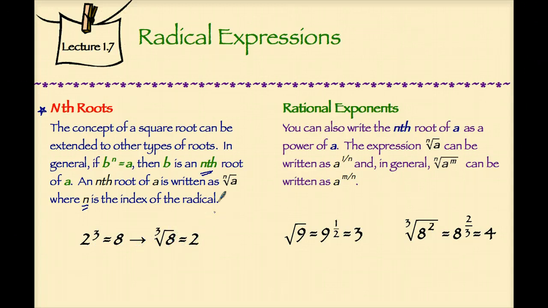is equal to 2. Now I just want to point out that if you see a square root symbol and there's no number written there, whatever's underneath here, then the default index is 2. Otherwise, for any other type of root, there would need to be a number there.